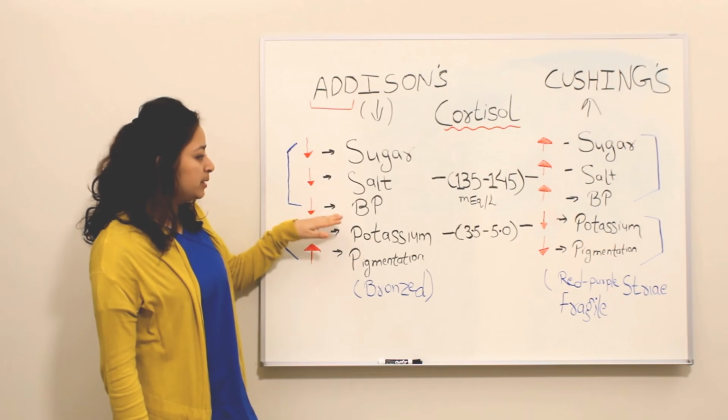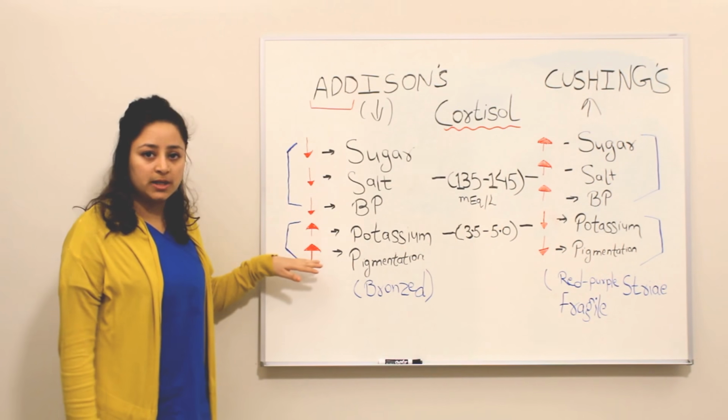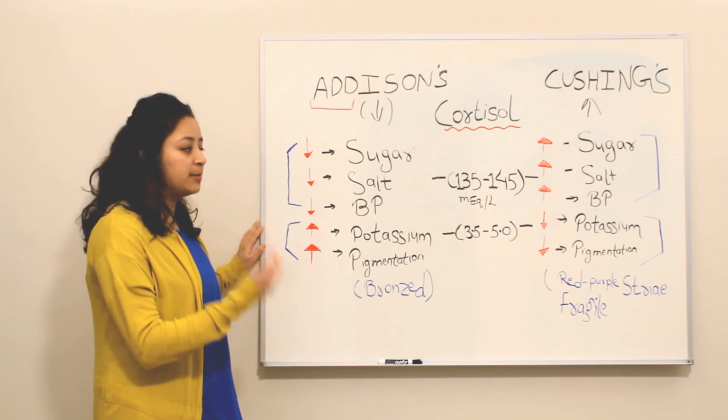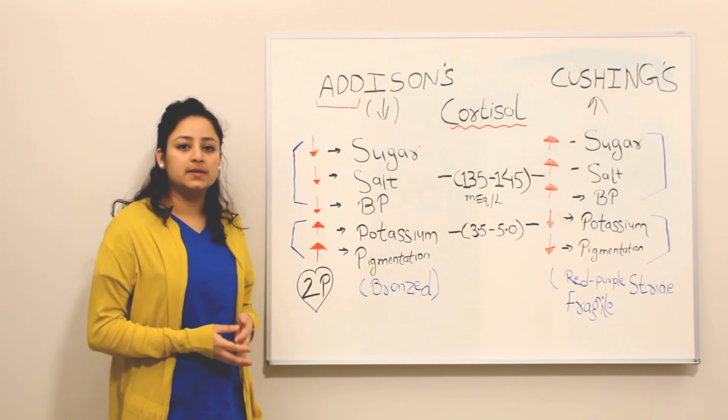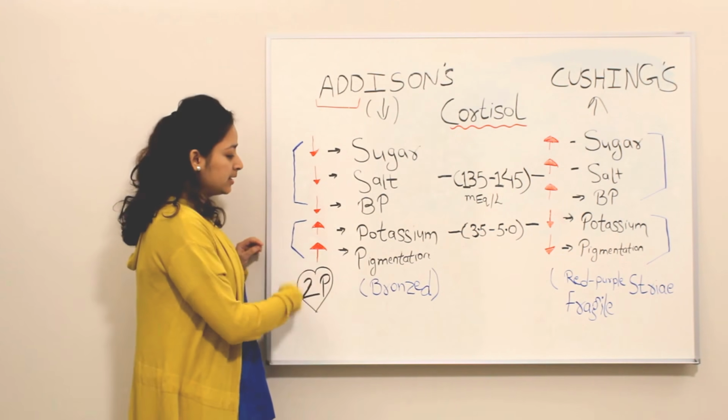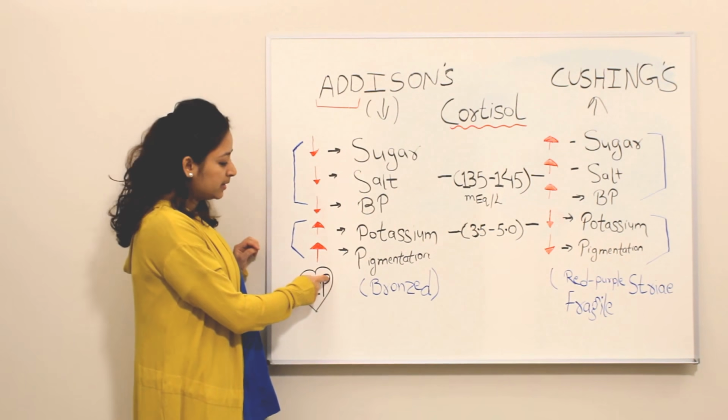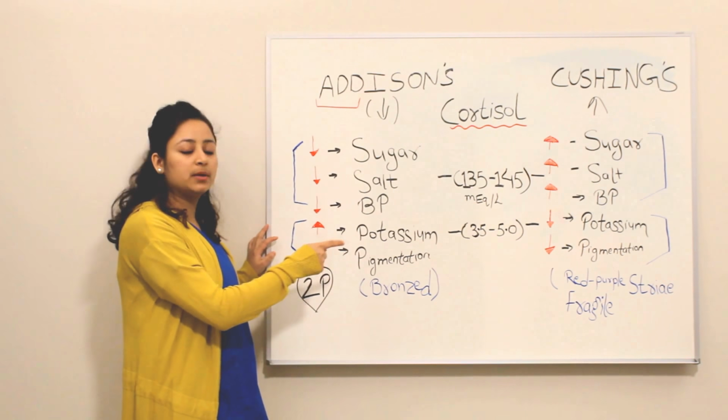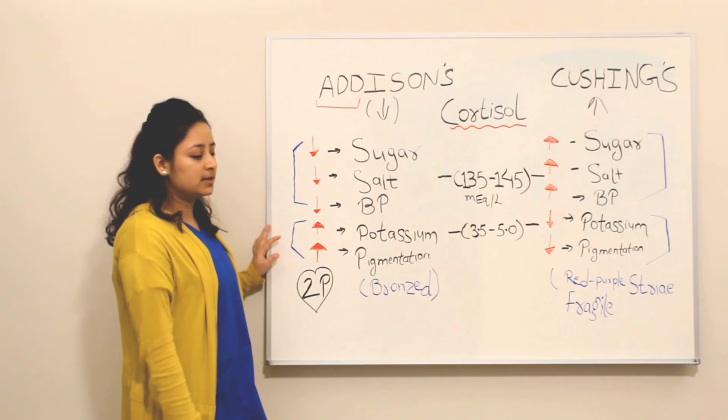The other down is BP. In Addison's we have hypotension, and in Cushing's we have hypertension. So we have to understand that the 2 Ps are increased in Addison's: potassium and pigmentation are increased in Addison's, and potassium and pigmentation are decreased in Cushing's disease.